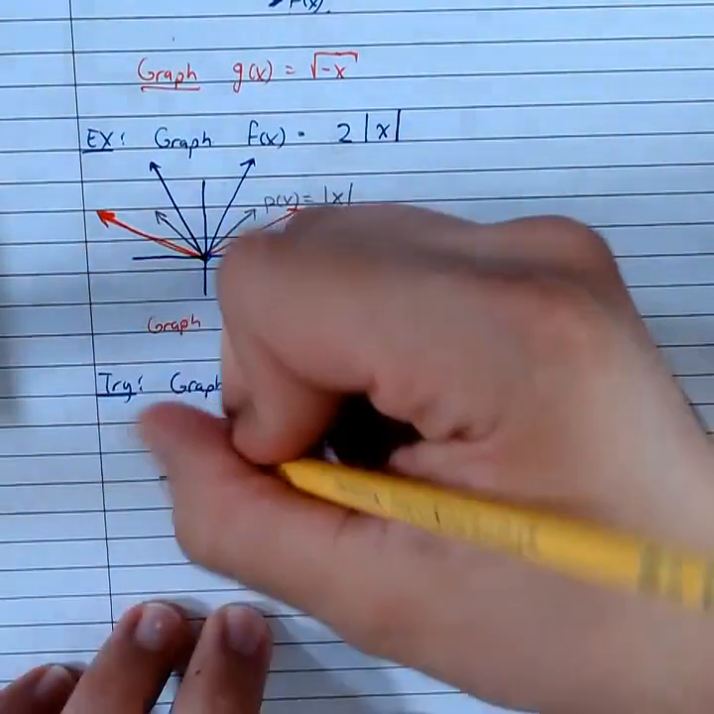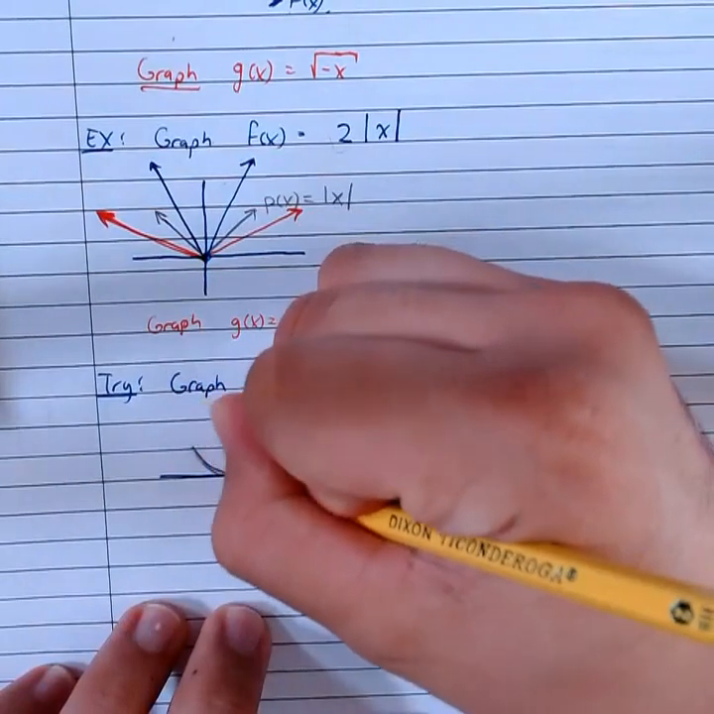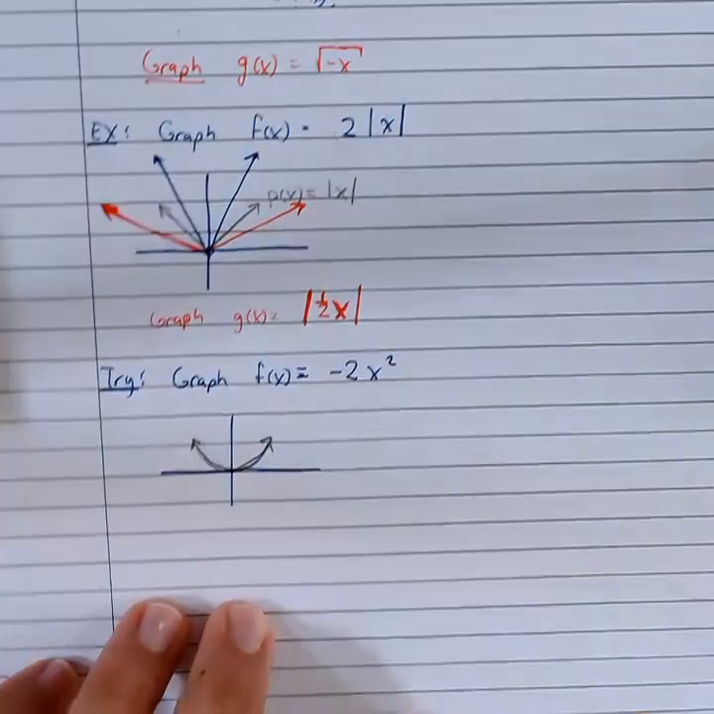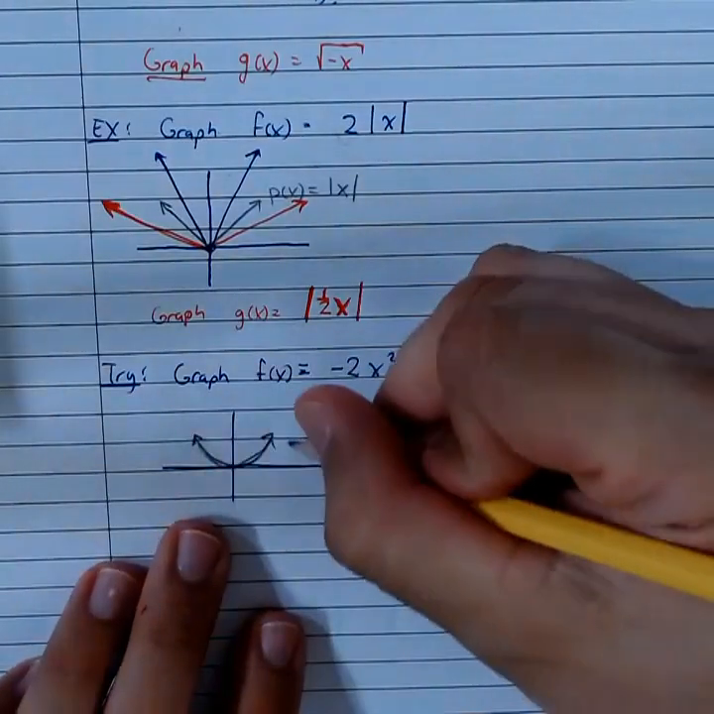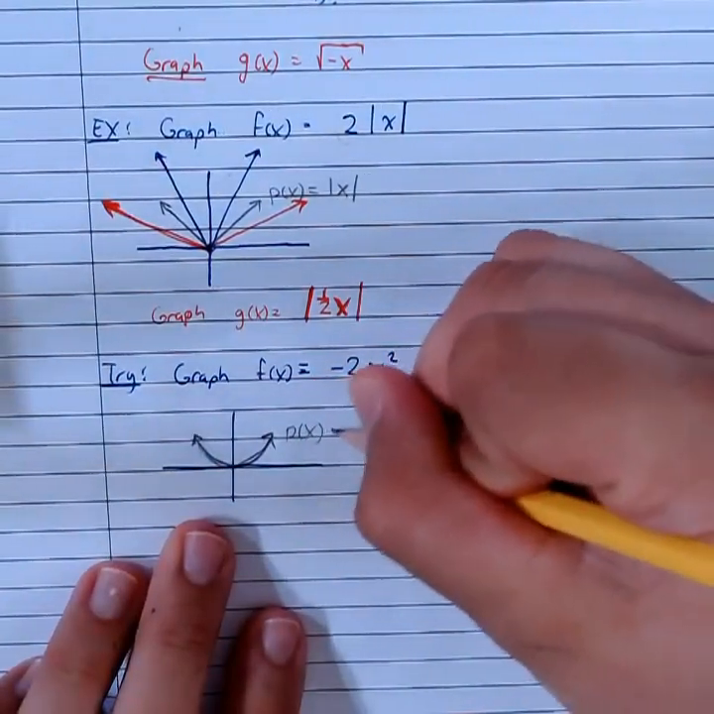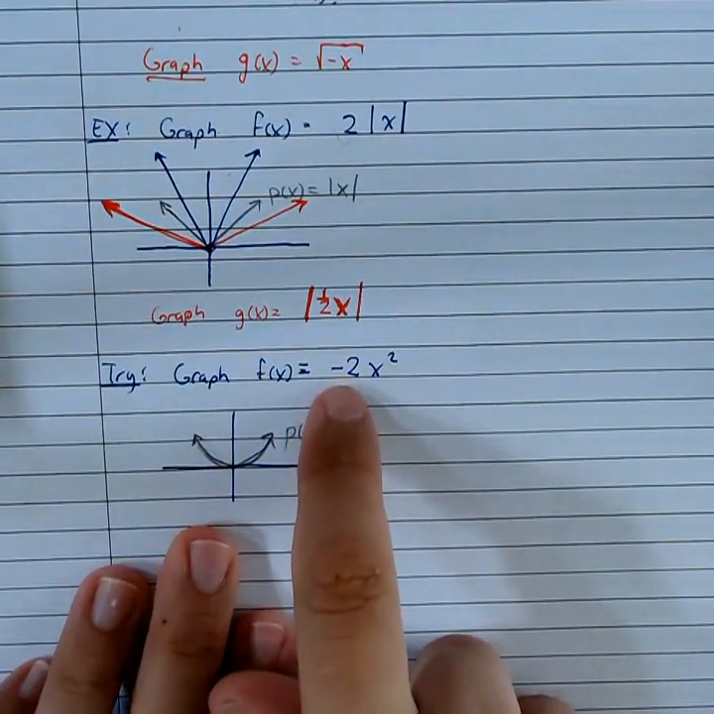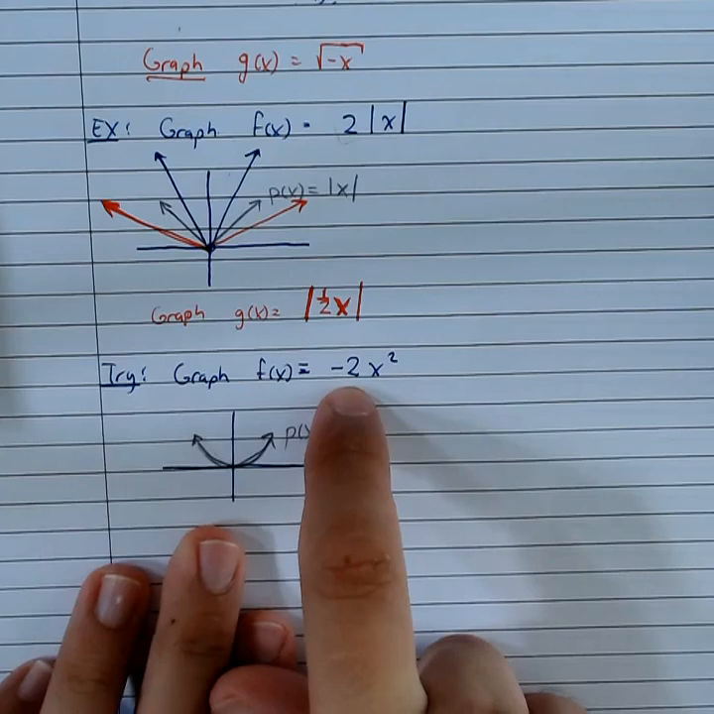Parabolas are supposed to be uniform. The left side should look the same as the right, so let me not make it lopsided. So there we go. There is our parent function, p of x equals x squared. So now I have two operations to handle here. Now here they're both the same kind of operation.